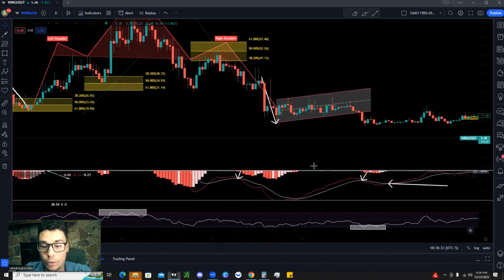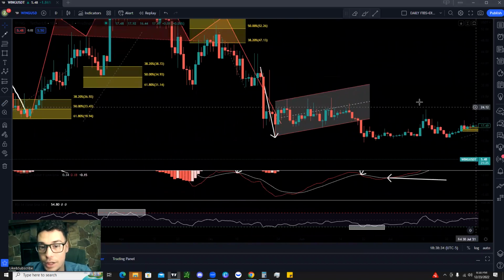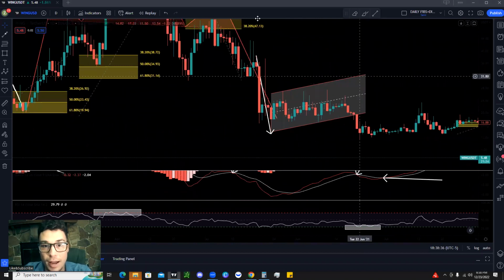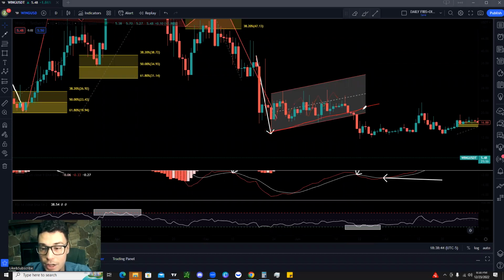Now from there, what we do is we actually make a bear flag. So here's our bear flag. You have your flag pole, which is this sharp move to the downside, and then your flag is going to be this channel right here. Once you break the bottom of this channel, you're going to have another sharp move to the downside.